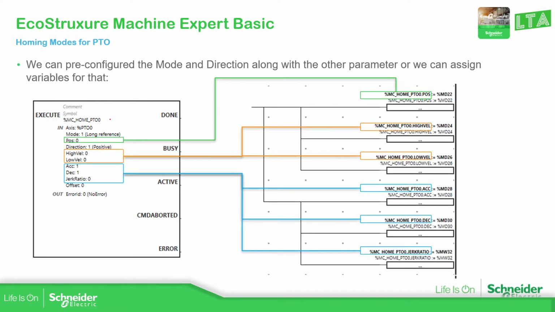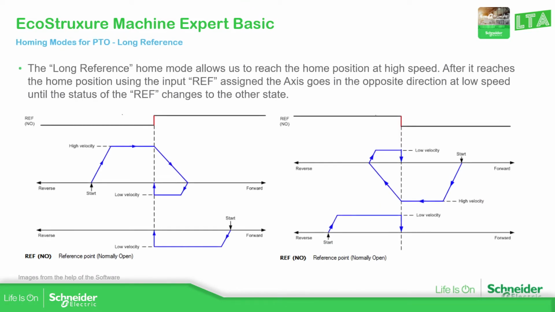So continue with this, and then the rest of the elements can be easily identified. Just use the name of the instance and then the name that appears over here in order to identify that, in order to make the change. Okay, and it's important to configure the high and low velocity, because depending on the mode, we have different approaches to the home. So let's start with the long reference.